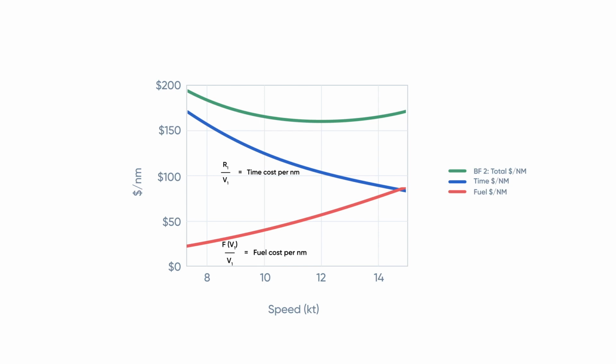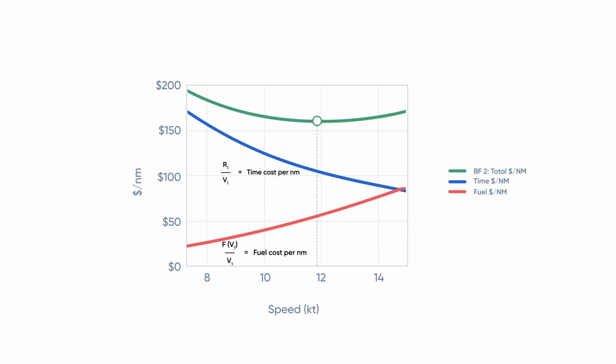What you really want to look at is the sum of the two. Your total voyage cost is your opportunity cost, so your time spent on the water when you're not doing something else, and the fuel cost, which is really the fuel you're burning to try to reduce that opportunity cost. And that's the green line. And what we're looking for is where the green line is a minimum.